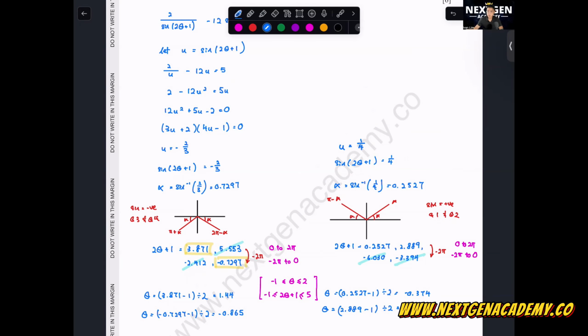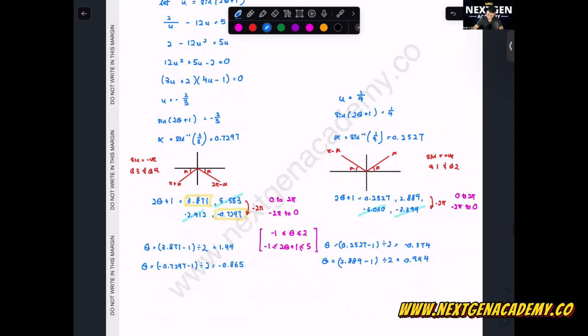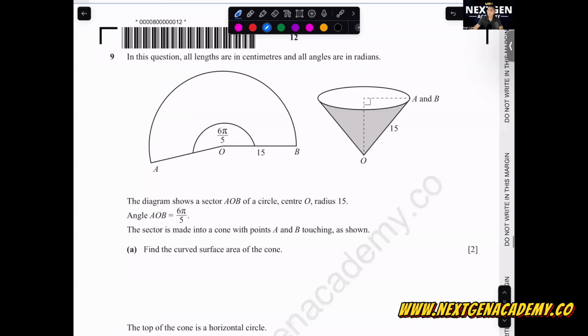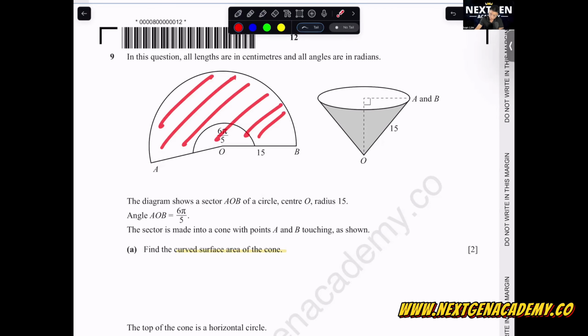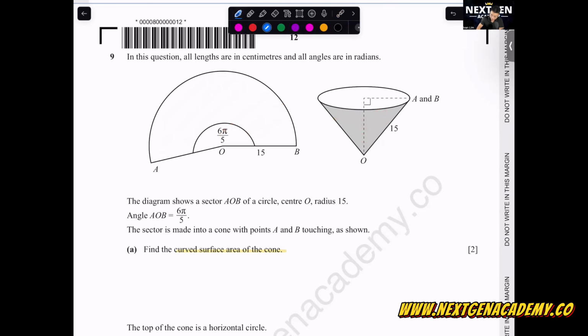Let's go to question number 9. Question number 9, let's try to finish before the class ends. In this question, I don't need to read this. The diagram, you have radius 15, angle AOB 6 pi over 5. The sector is made into a cone with point A and B touching as shown. Find the curved surface area of the cone. What is the curved surface area of the cone? This, you fold it up, will be equals to this black color part. So we need to find the area of the sector. So area of sector is the curved surface area.